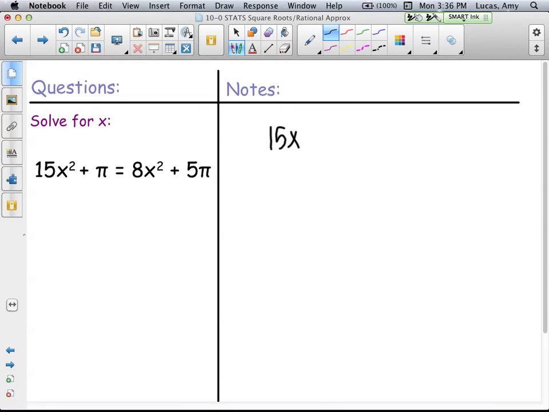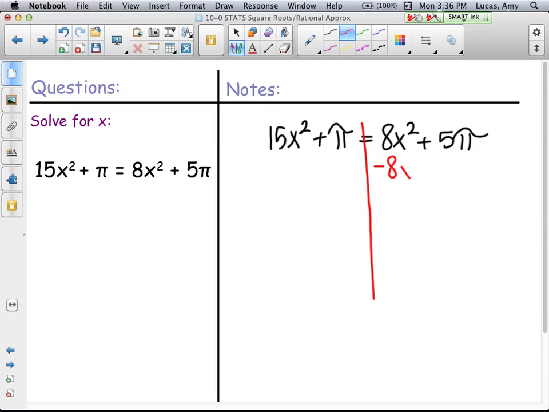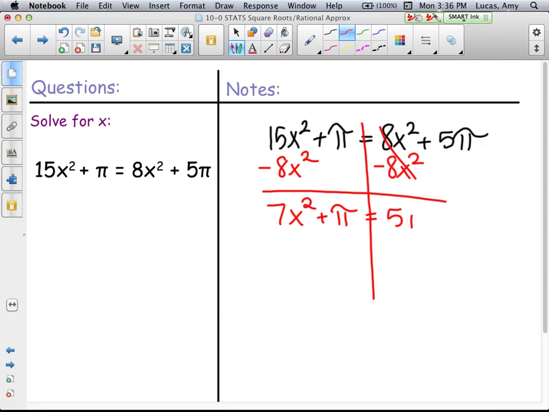This one might look really tricky, but if you treat pi kind of like you treat a variable, what happens is I want my variables all on one side, so subtract away the smaller one, and I've got 7x squared plus pi equals 5 pi. I can actually subtract that 1 pi on both sides. 5 pi minus 1 pi is 4 pi. I'm not even going to multiply that out.